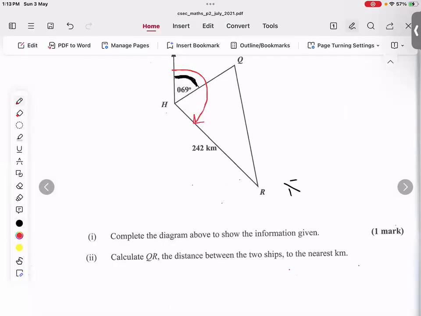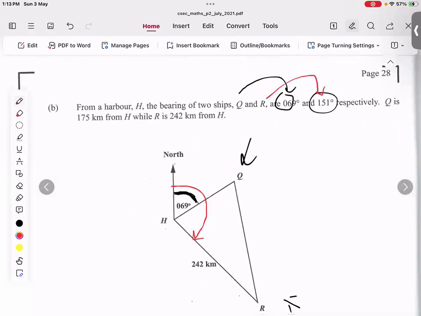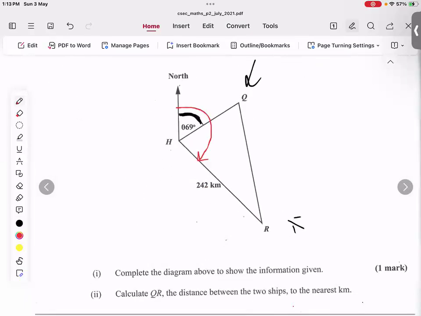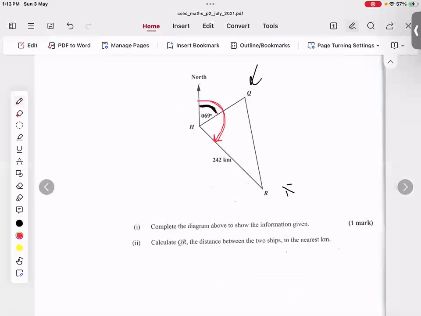So all of that there says 151, because they say R is on a bearing of 151. So to get to R, you have to carry around the arc, come all the way around here. So all of that there is 151. Okay, 151 degrees. Although they don't tell you, it's inclusive of the 69. Okay, all right, let's continue.